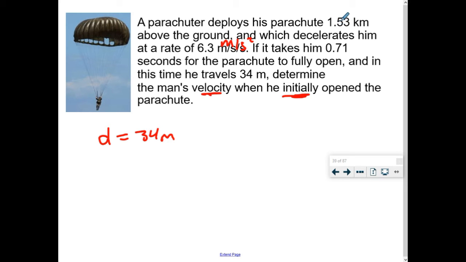It's distracting information. Because what we really care about is when the parachute unravels. I don't care that he was 1.5 kilometers above the ground. I care about the fact that he went 34 meters while his parachute was going pop, right? So that's our distance. We know that the time it took the parachute to pop open was less than a second. We know that it decelerated him. It slowed him down at a rate of negative 6.3 meters per second squared.